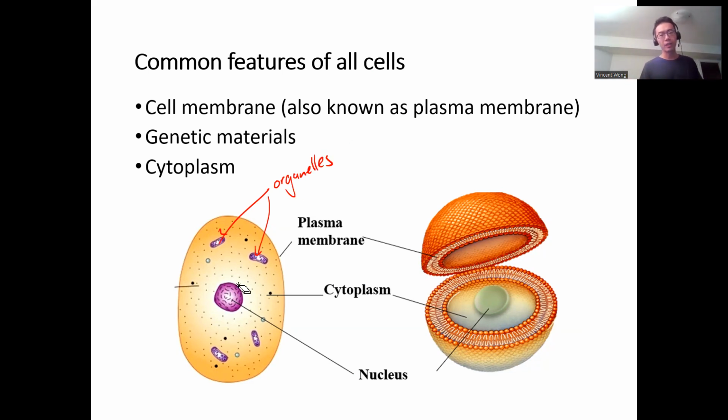Sometimes they might have a nucleus in the middle to hold together the genetic material. But a nucleus is not a common feature of all cells. Some cells don't have it. It just happens that this picture has a cell that has a nucleus. Do you understand? So cell membrane, genetic material, and cytoplasm. Those are the three key features of all cells.